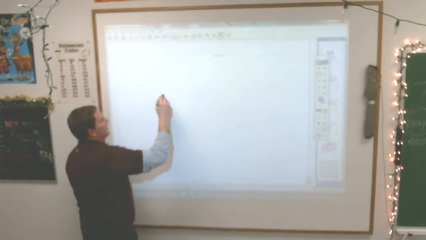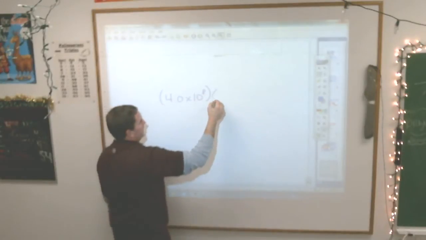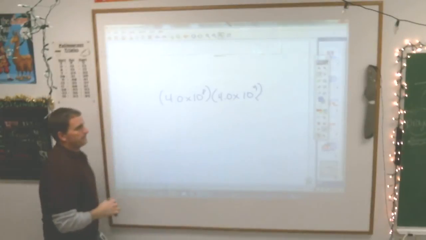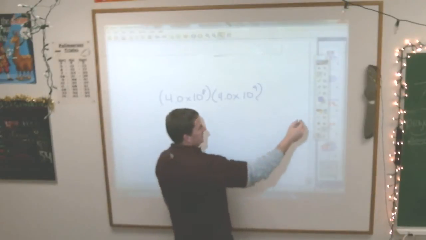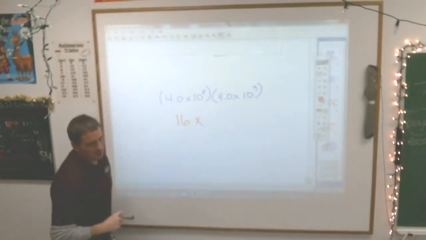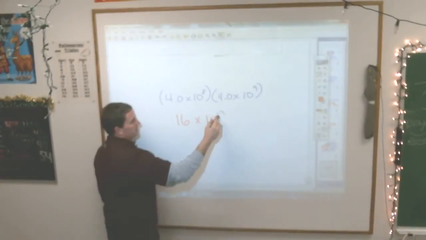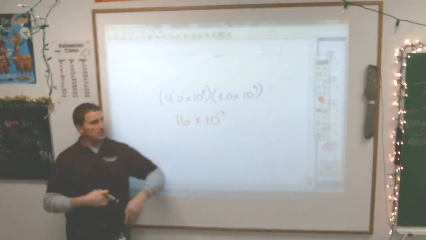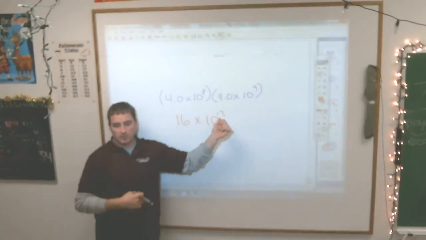Let me give you this problem. 4.0 times 10 to the 8th times 4.0 times 10 to the 9th. What do I get if I multiply the two left sides together? 4 times 4 is 16. I multiply the 10 to the 8th times 10 to the 9th, I get 10 to the 17th. Stop me if you didn't catch that, because we're not done yet, but I need to know that you are that far. Anybody not see where something comes from? 4 times 4 is 16. When you multiply numbers that have exponents together, you add their exponents.